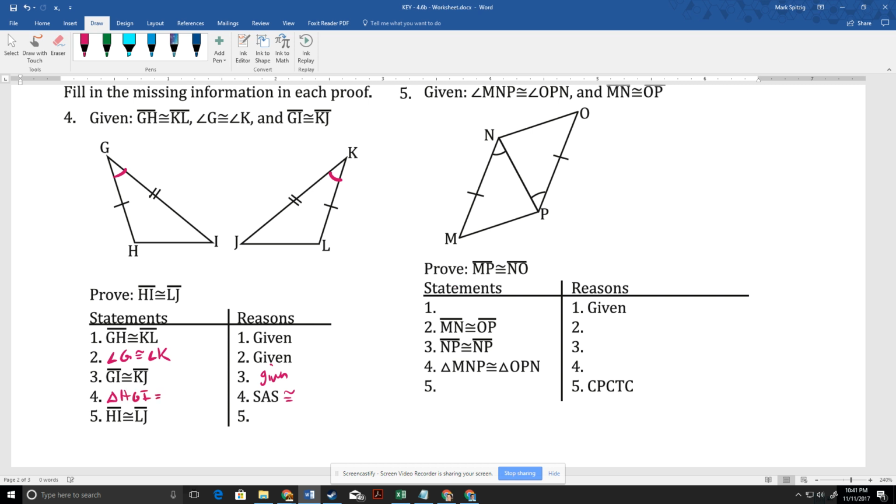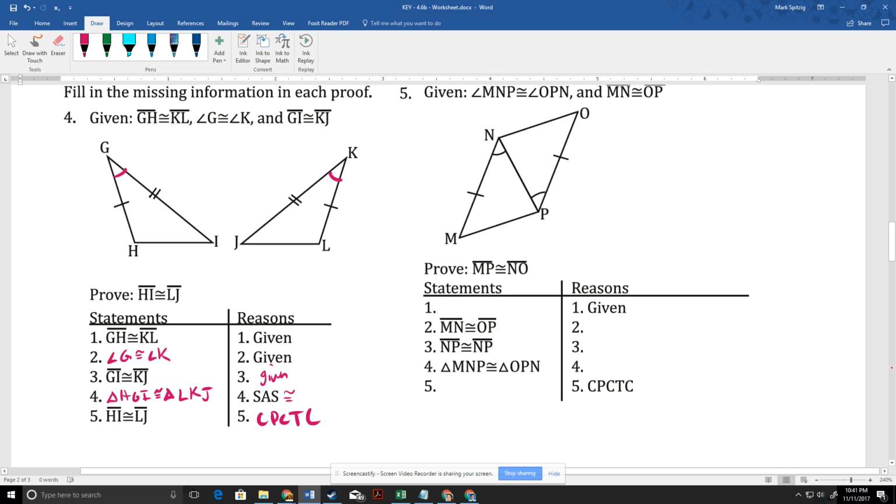I is going to be triangle HGI, that is going to be congruent to triangle, and I have to start with the same corresponding angle, which is going to be L, and then K, and then J. So again, it doesn't matter how I start the first triangle. It doesn't matter that I match it up. And of course, the last step is going to be CPCTC, because again, once we prove the triangles are congruent, the corresponding parts are also going to have to be congruent.